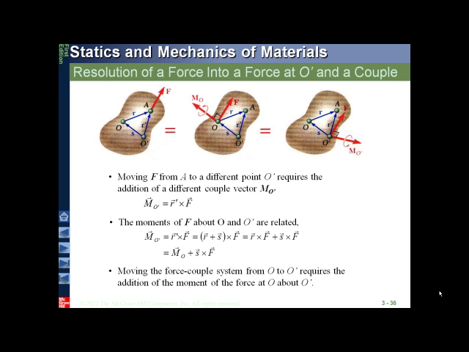So we can do something similar to what we did in the past. We can move it to some new arbitrary point they're calling point O prime. The big difference here is that the new moment created about this point O prime has to be the moment from the original point O plus the new moment created relative to that point O.